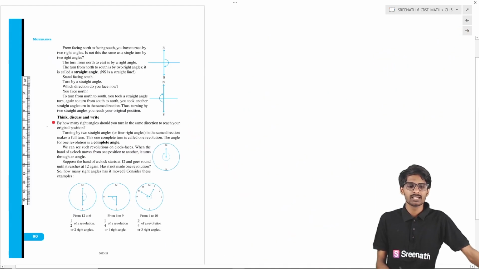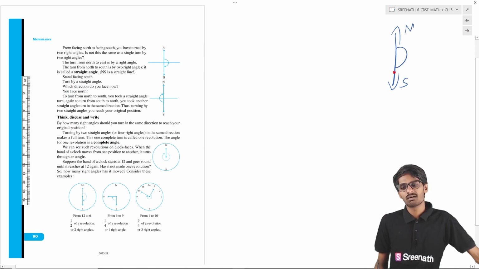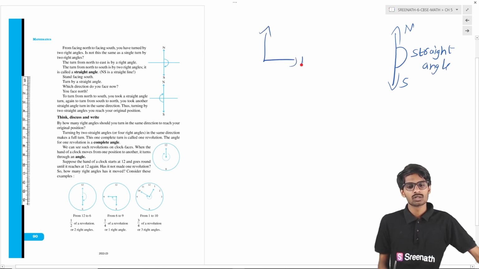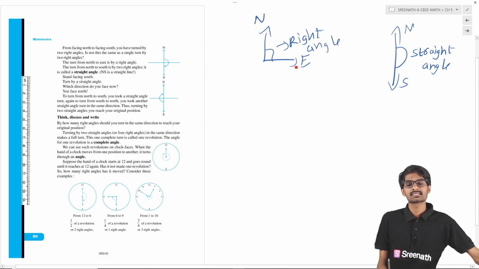Okay, so finally, suppose this is the north and this is the south. You have turned through these two right angles. We say that it is the straight angle. What is it? Straight angle. Suppose you have turned from north to east, we say that it is a right angle. This is a right angle, students. So this is the difference between right angle and straight angle, students.